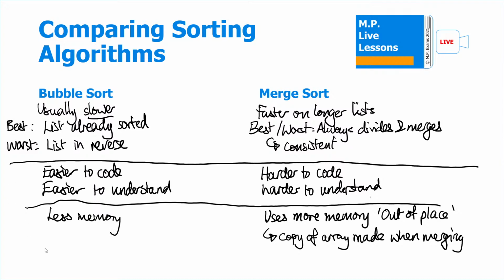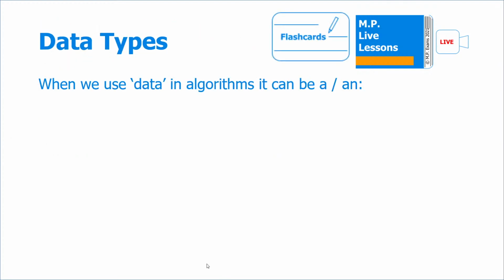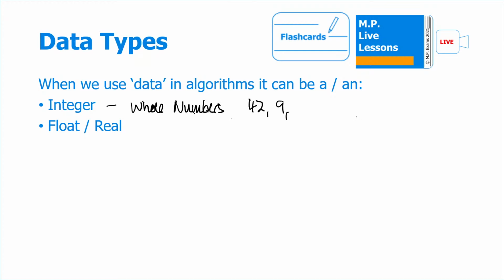The next thing we need to look at now is actual programming stuff. So how do we go about programming? But first, we need to look at data types. When we use data in algorithms, they can be an integer or a float. So these are the two numbered data types we need to know. So the integers are whole numbers, and they can be positive or negative. So things like 42, 9, minus 18, and so on.